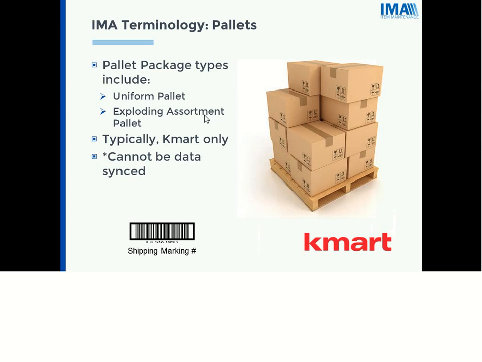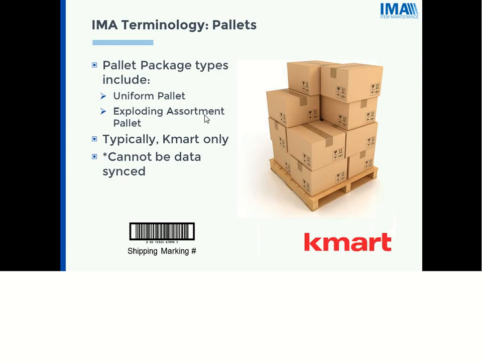So we have the each packages, we have carton packages, there we go, and we also have pallet packages. There are two types of pallet packages: a uniform pallet or an exploding assortment pallet. Just like with the mixed and assorted cartons, this is typically Kmart only, or rather items that are going through allocation. So you could technically have a Sears item that's going through allocation being built as a pallet in the system.